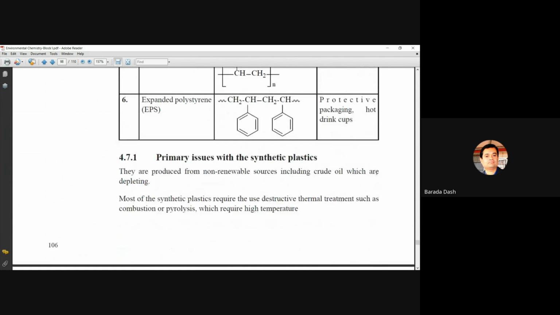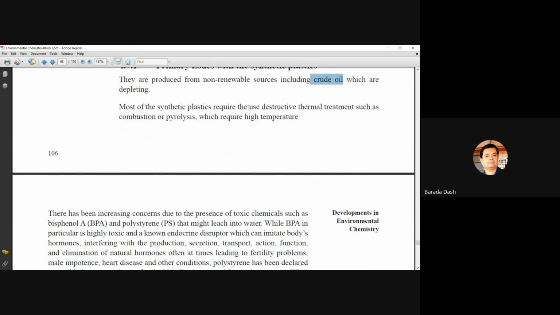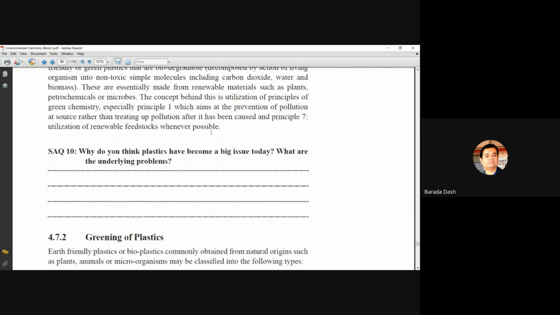The primary issue with synthetic plastics is that they are produced from non-renewable resources. First, they are produced from non-renewable petroleum resources, including crude oil, which are depleting. Most synthetic plastics require destructive thermal treatment such as combustion or pyrolysis, which requires high temperature. Okay, and then green plastic.